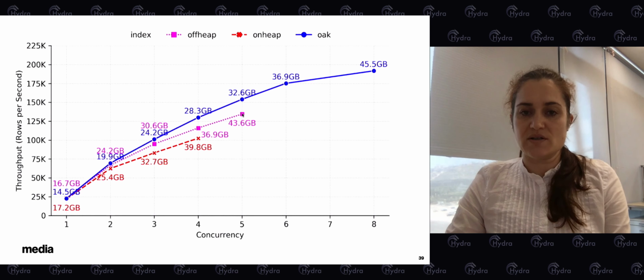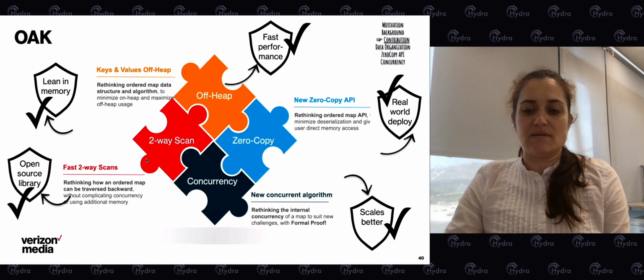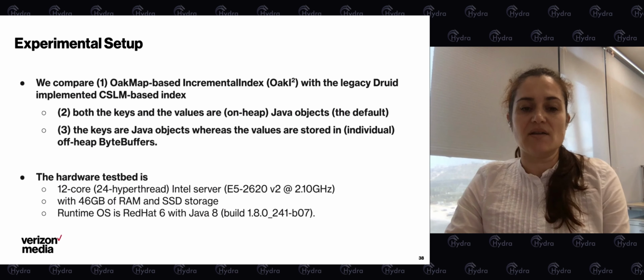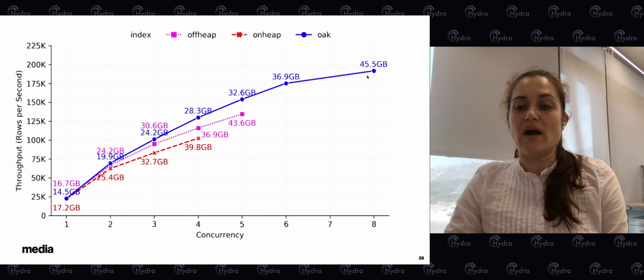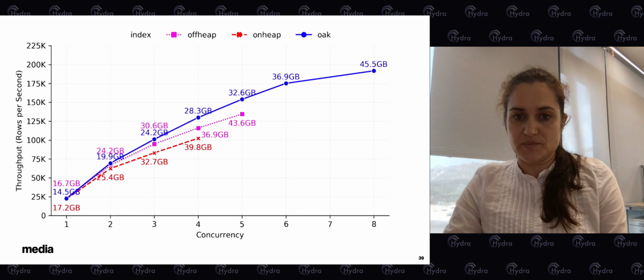Off-heap solution works faster with a little bit better throughput and hits 33 gigabytes and then stops. And Oak can continue till the end. Pay attention that the entire memory we have here is 46 gigabytes. It's what you have on the machine. And Oak actually scales till 45.5 gigabytes of data, and with much higher throughput.